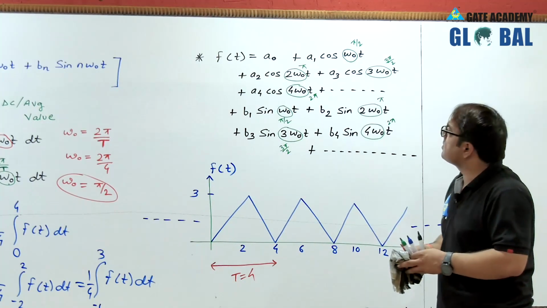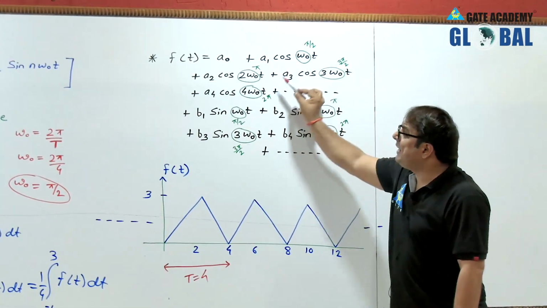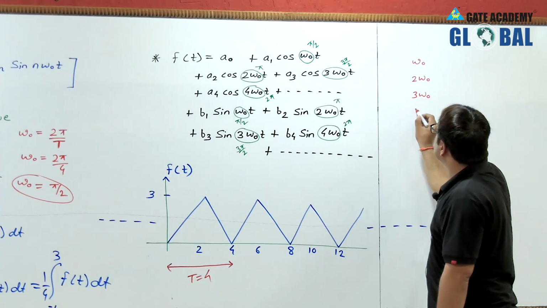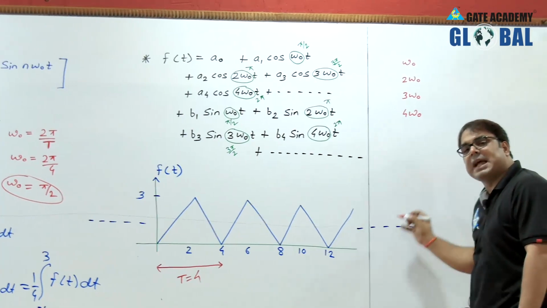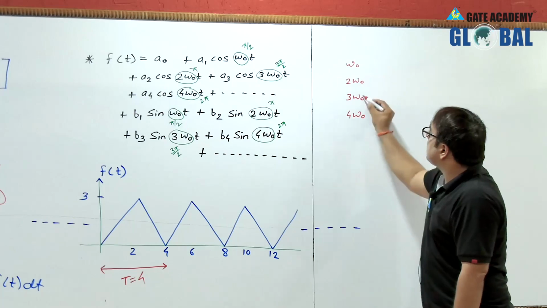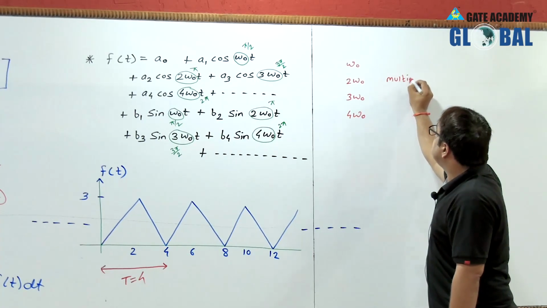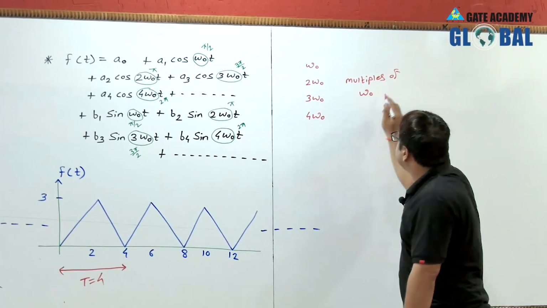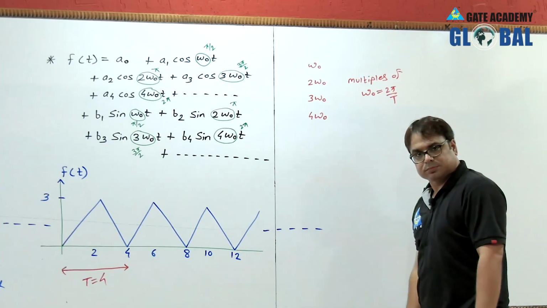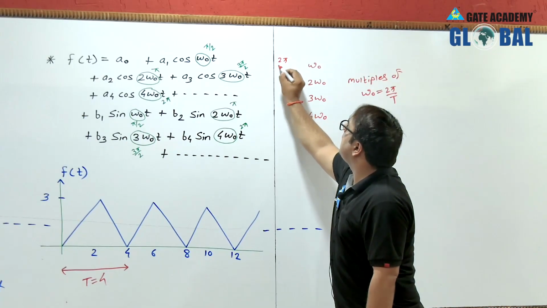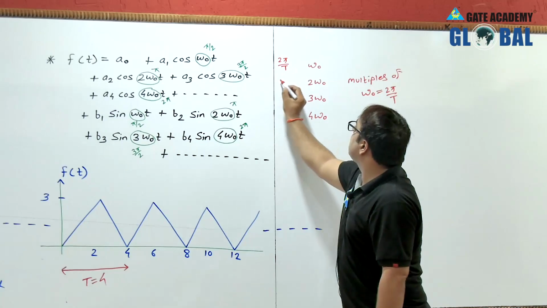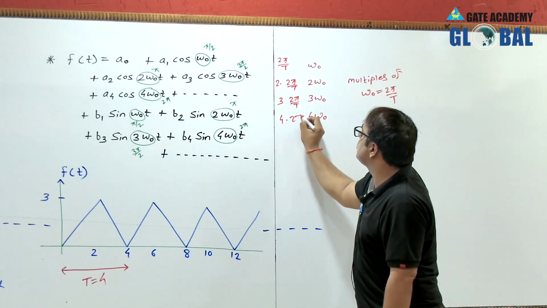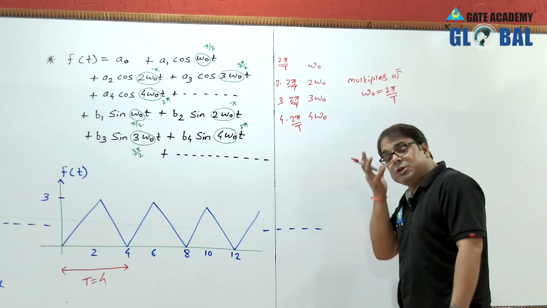Now, one more point I want to discuss at this moment. What are the frequencies present here? Omega naught, 2 omega naught, 3 omega naught, 4 omega naught, 5 omega naught, 6 omega naught, and so on. These are the multiples of omega naught, and omega naught is related to your time period. Omega naught is nothing but 2 pi upon capital T. So this is 2 pi upon capital T, then 2 times 2 pi upon capital T, 3 times 2 pi upon capital T, 4 times 2 pi upon capital T. One and the same thing. They are always related to each other.